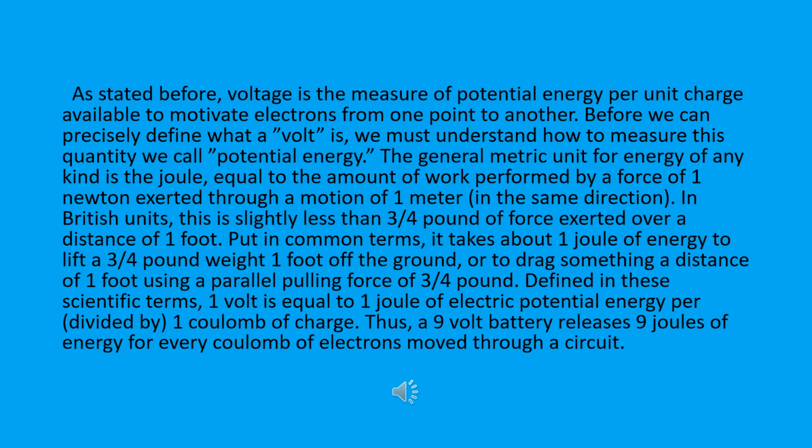Defined in these scientific terms, 1 volt is equal to 1 joule of electric potential energy divided by 1 coulomb of charge. Thus, a 9-volt battery releases 9 joules of energy for every coulomb of electrons moved through a circuit.